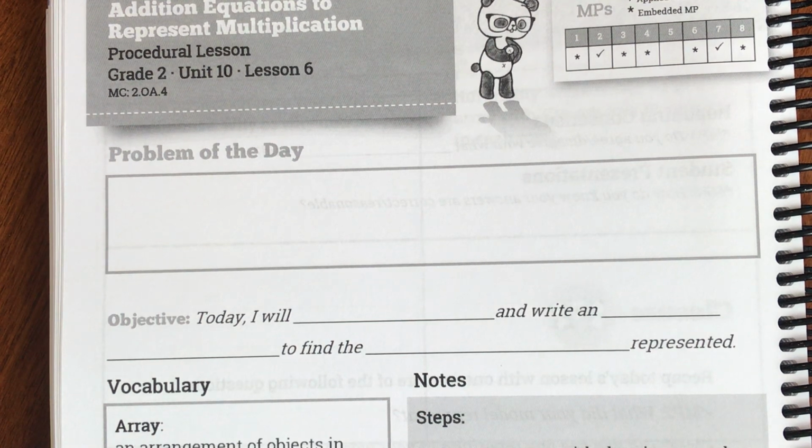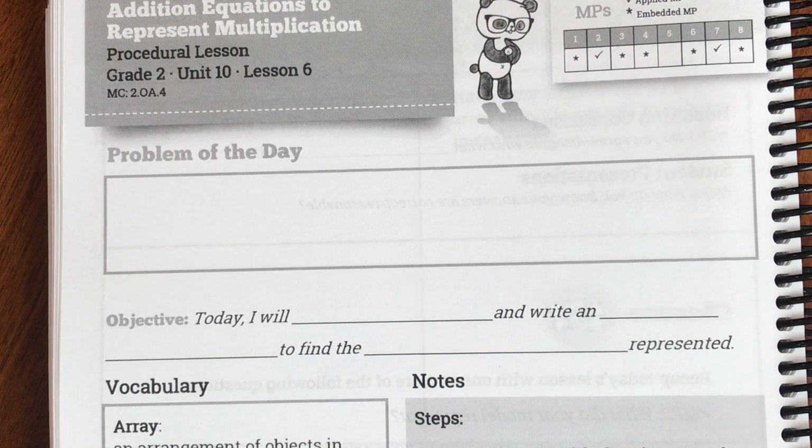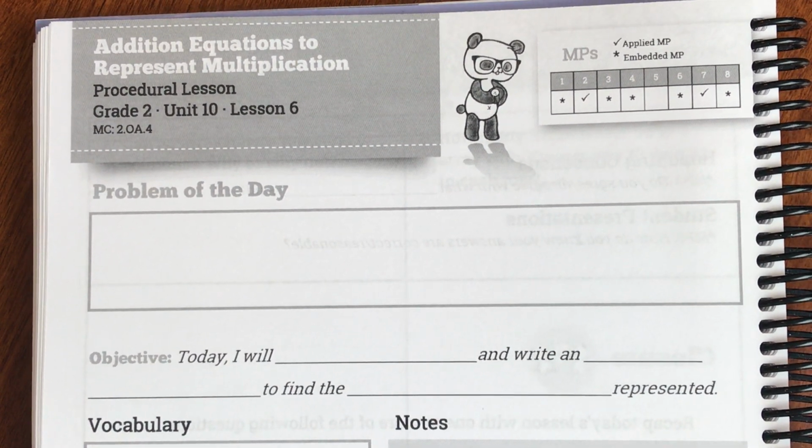We are continuing what we did yesterday, drawing more arrays and writing more equations or number sentences. Today we're on page 75 of our student journal, if you want to turn to page 75.